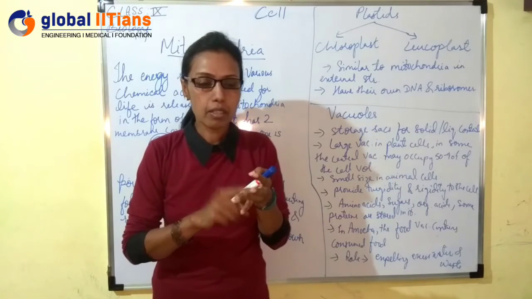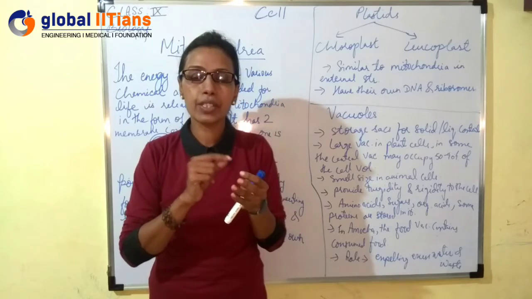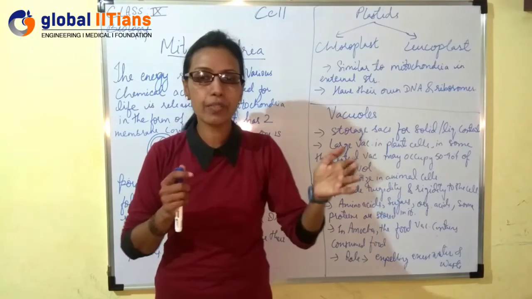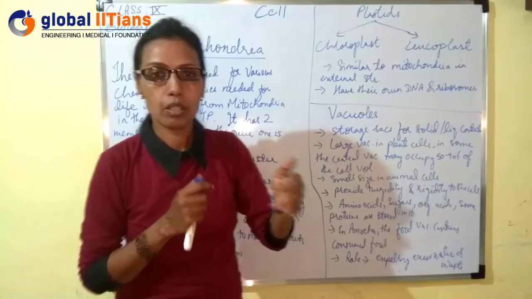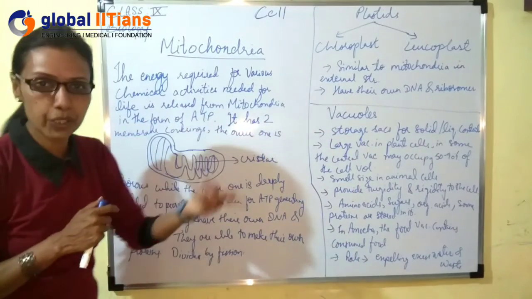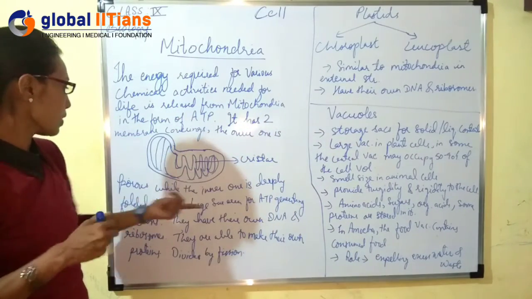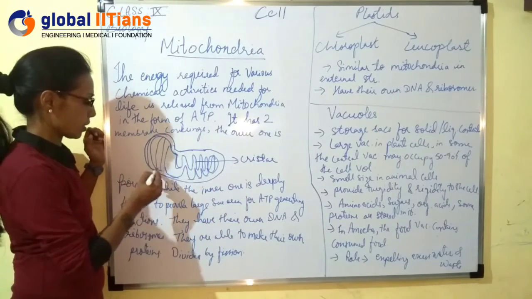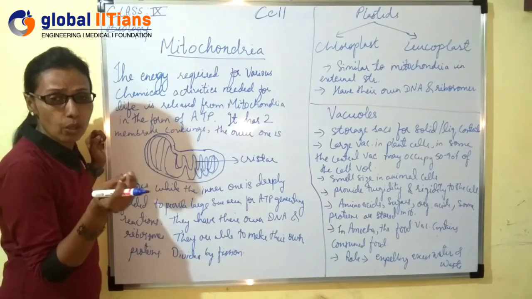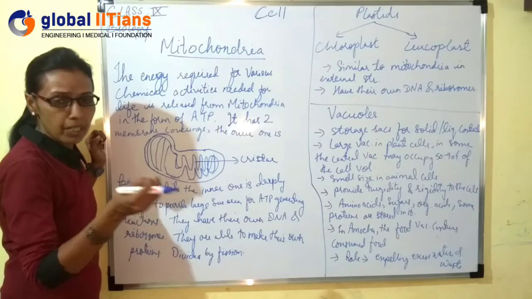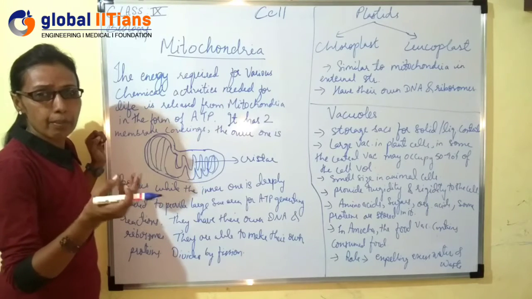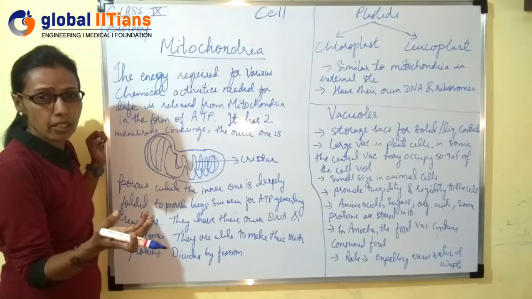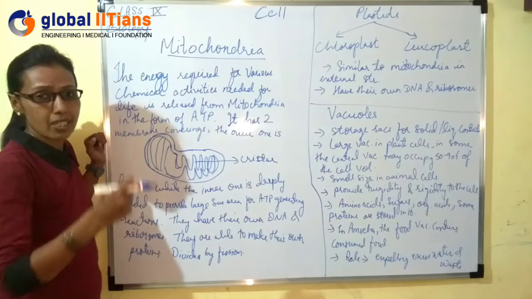Then it again undergoes cell division. It can divide on its own by fission. Okay? By the fission method, it divides. Again, the number of mitochondria available in a particular cell will be variable depending upon the kind of cell, the kind of activity in which the cell is involved.